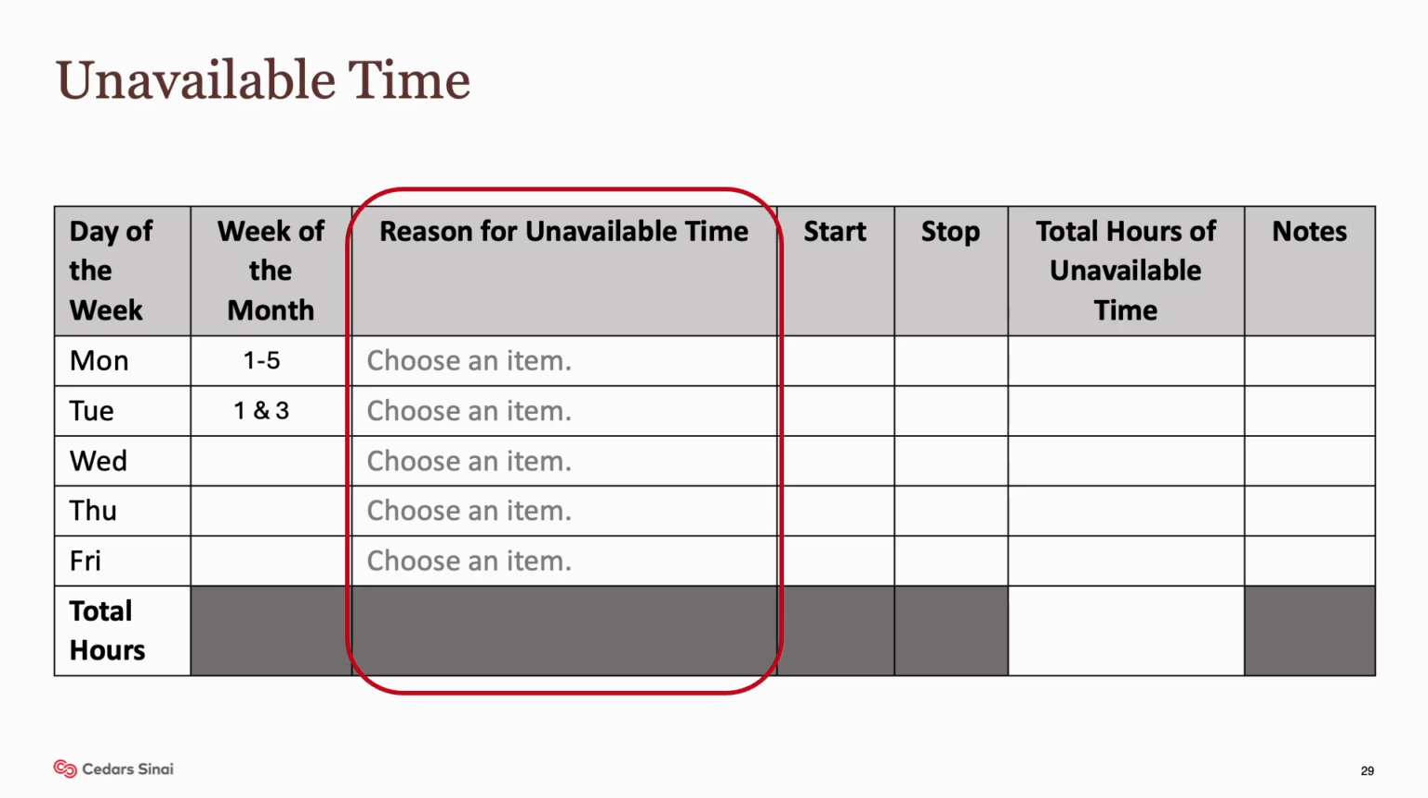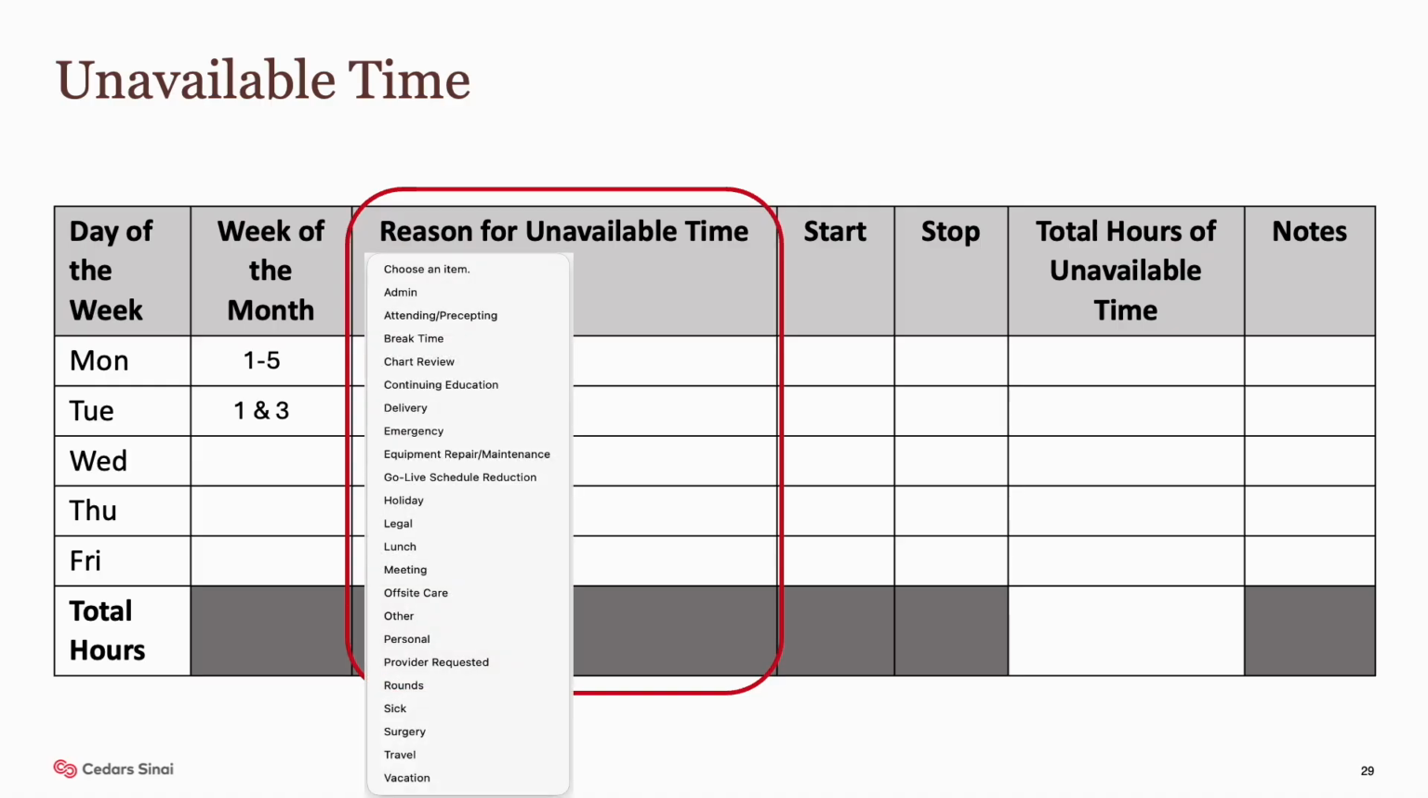The reason for unavailable time column asks you to indicate the reason why the provider is blocked from seeing patients. There's a drop-down field for you to choose a reason. If none of the options apply, select Other. You can also refer to the standard block type list for the comprehensive list and its definitions.